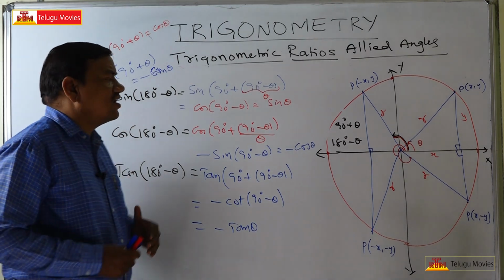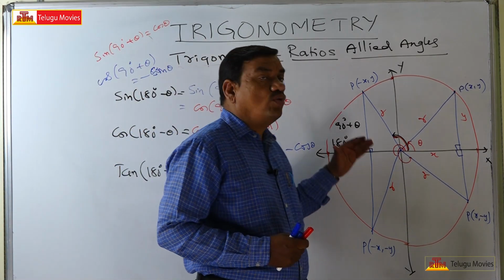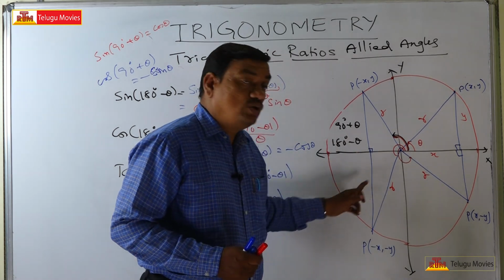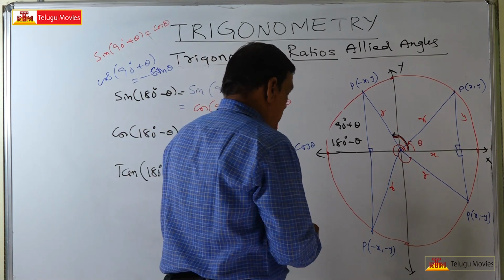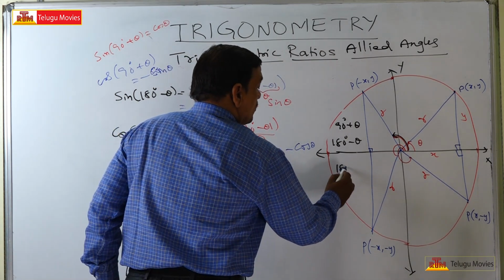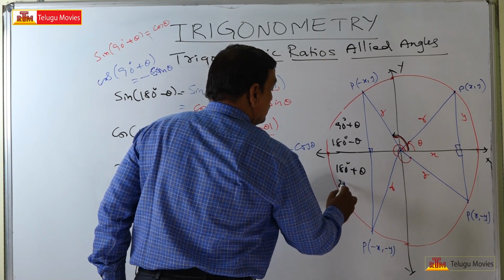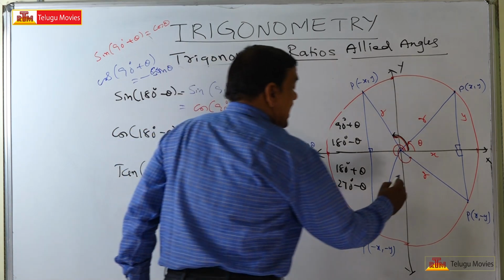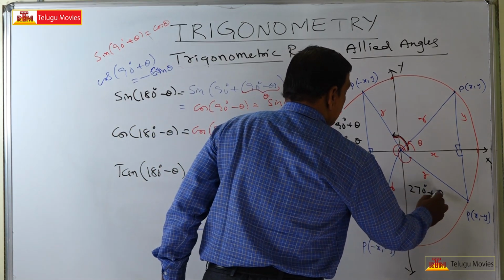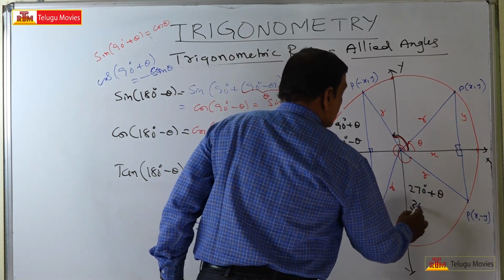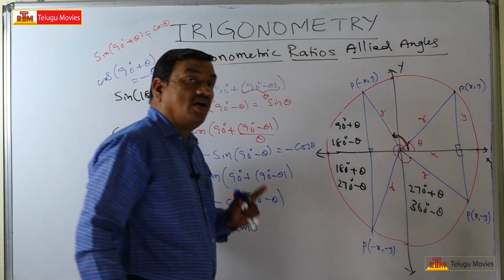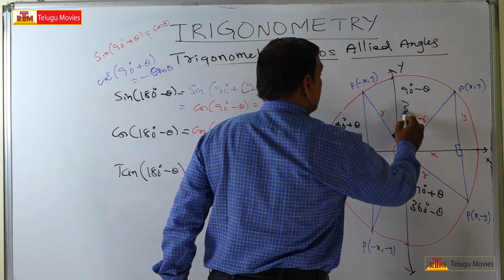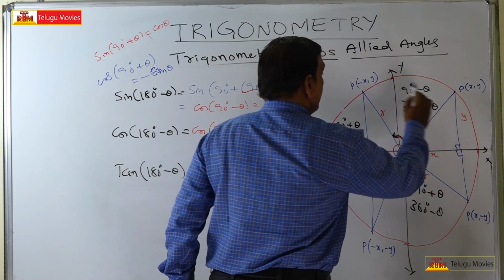So similarly, we can prove 270 plus theta, 180 plus theta, 270 minus theta. What is the angle in the third quadrant? This is 180 plus theta, otherwise 270 minus theta. In the fourth quadrant, what is the angle? 270 degrees plus theta, otherwise 360 degrees minus theta. In the first quadrant, what is the angle? 90 degrees minus theta, otherwise 360 degrees plus theta.